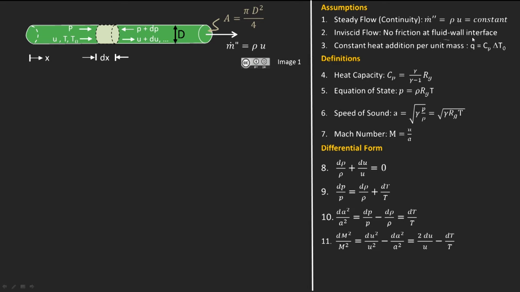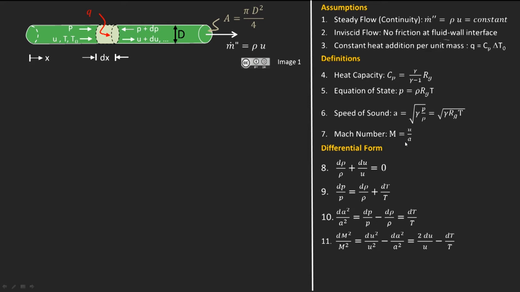Third, which is what we are really after in this model, is we consider that there is constant heat addition per unit mass Q, as shown on the sketch on the left, which can be related to the change in total enthalpy Cp times delta T naught. And again, as before, we have some useful definitions of heat capacity at constant pressure. Cp equals gamma by gamma minus 1 times R, equation of state P equals rho RT, speed of sound A defined in these two forms, Mach number M equals U over A.